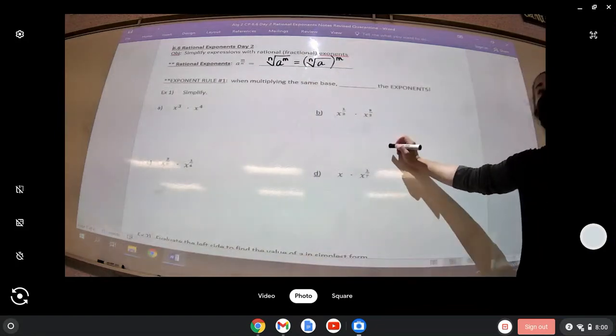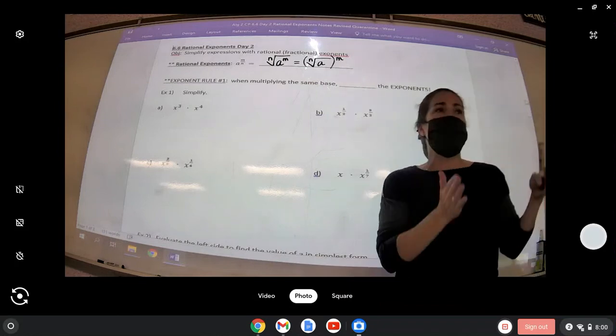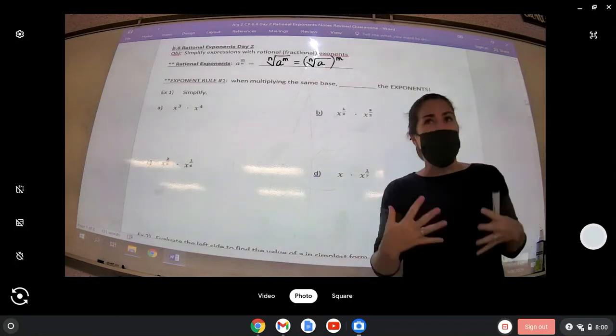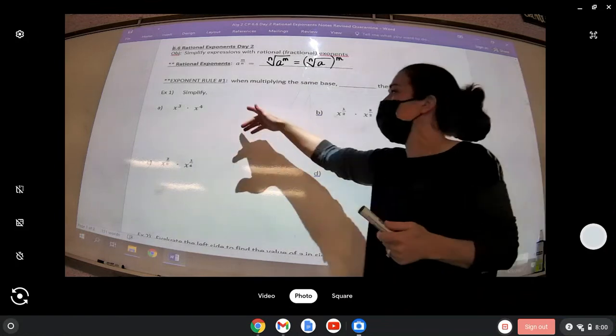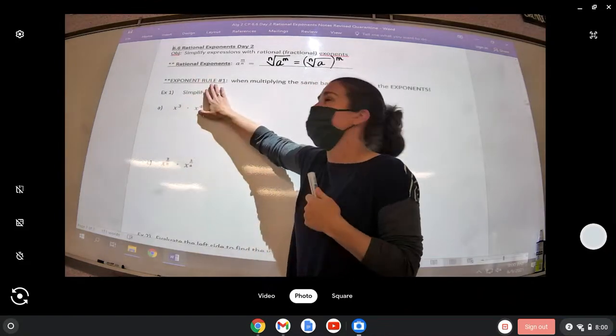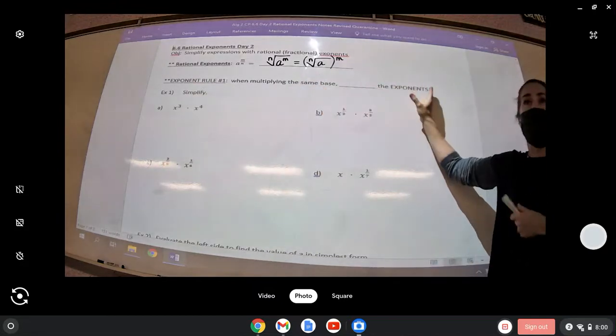All right, so guys, here we go. Now, we're not going to have to convert today. We just have to be able to simplify the expression down to one base and one exponent. So we have to use our exponent rules. So let's review exponent rule number 1 first. When you are multiplying the same base, what do you do with your exponents?